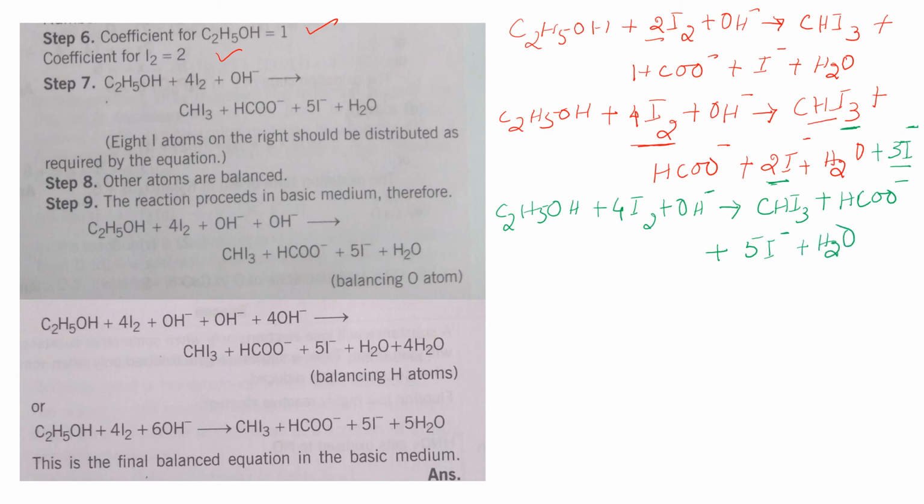Now see, this I am getting here in step number 7. Now except oxygen and hydrogen, everything is balanced. You can check. Now I have to balance oxygen first and then hydrogen. As it is in the basic medium, the oxygen balancing is not the same way we have done for the acidic medium. For that, we have to add a sufficient amount of OH minus ion on the side deficient of oxygen atom.